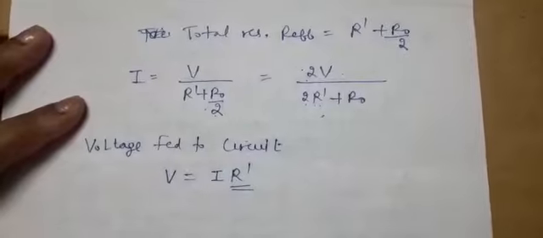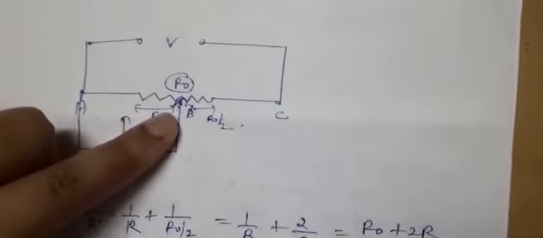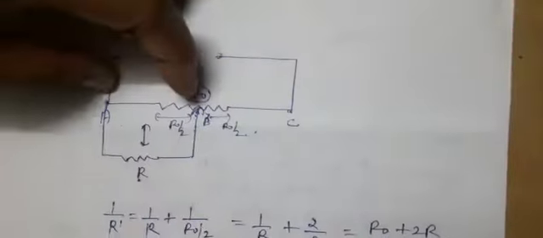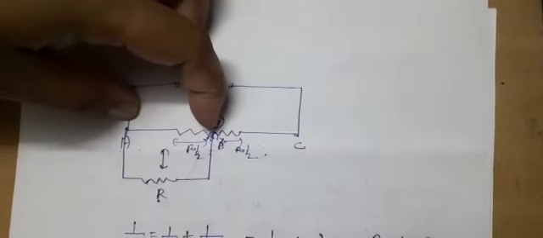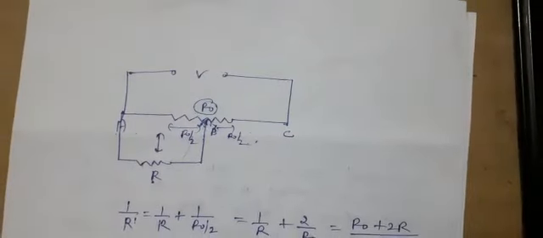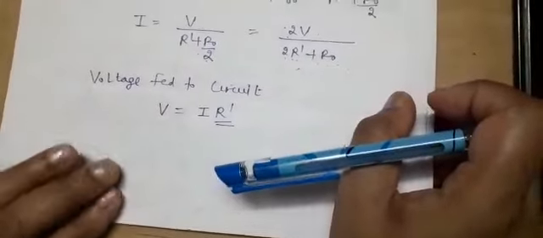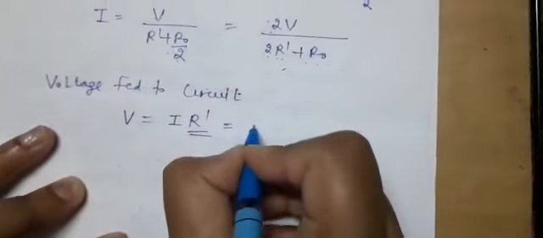Why have we taken R dash? See, when the slider is midway, that means the potential drop across this particular length, the resistance will be the parallel combination of R and R0 by 2, that is R dash. This is the main point which you have to understand. So now R dash you have calculated, I you have calculated, so now substitute the value of I.